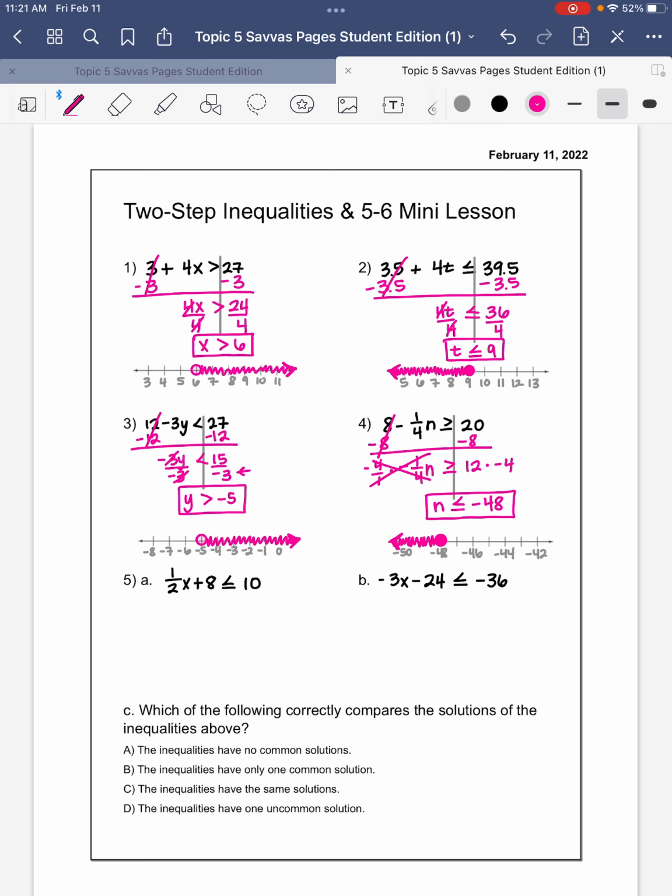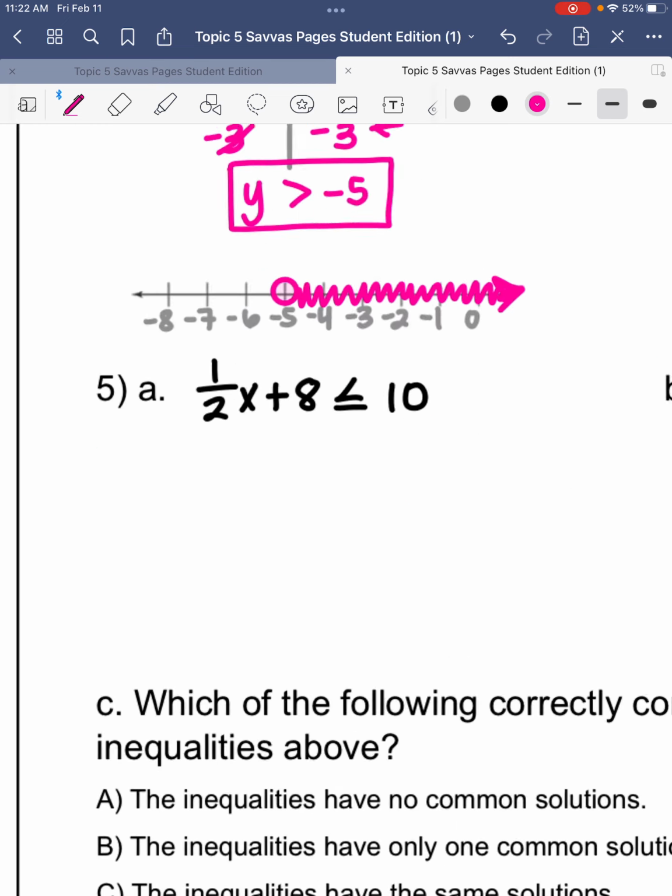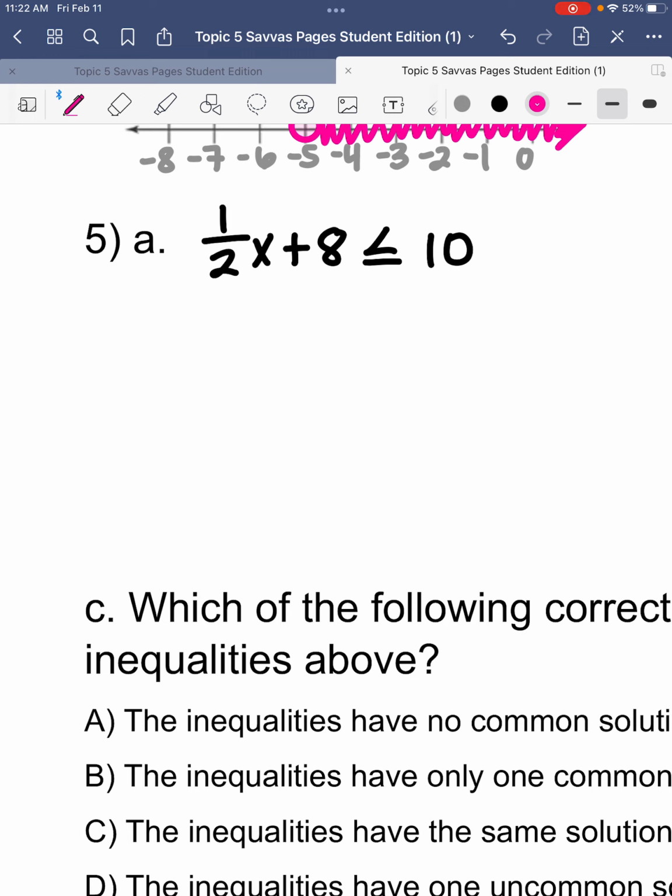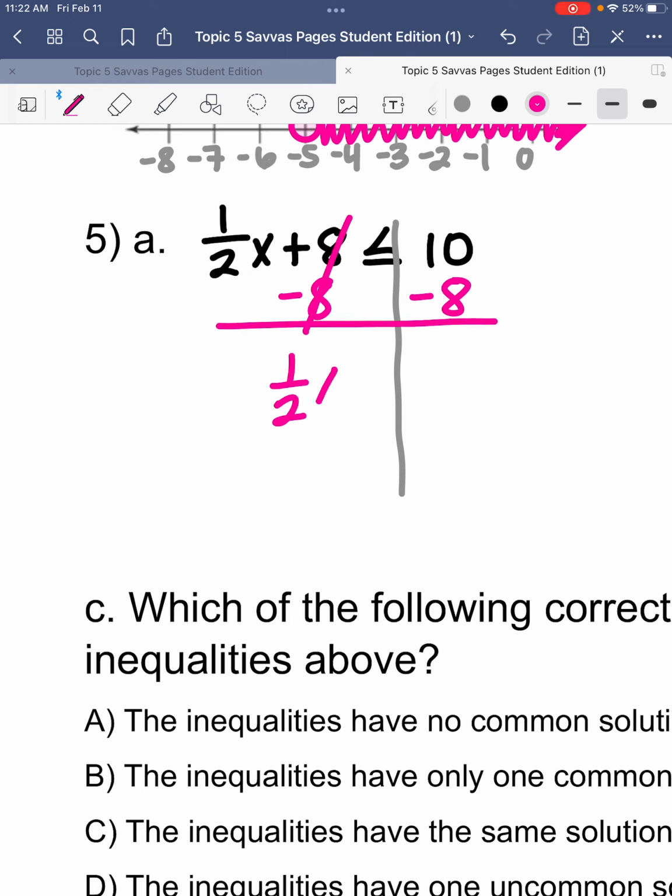Okay, moving on to number 5. So number 5, we have to do A, B, and C. So let's start with A. 1/2 x plus 8 is less than or equal to 10. So I'm going to draw a line through my inequality symbol, and I'm trying to get that x by itself. So I'm going to start by subtracting 8 on both sides. On the side with the x, the 8's cancel out, and I'm left with 1/2 x. And that's less than or equal to 10 minus 8, which is 2.